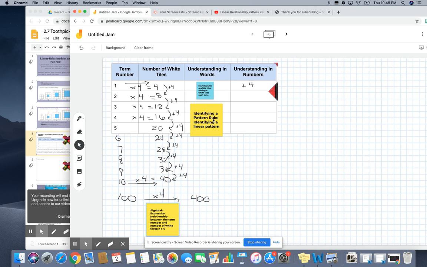So our big takeaway from this, grade 7s, is that if you're looking at a table of values, something like this, our pattern rule is what is going downwards. And our algebraic expression is the relationship between the term number and our number of values. In this case, it's a number of white tiles.